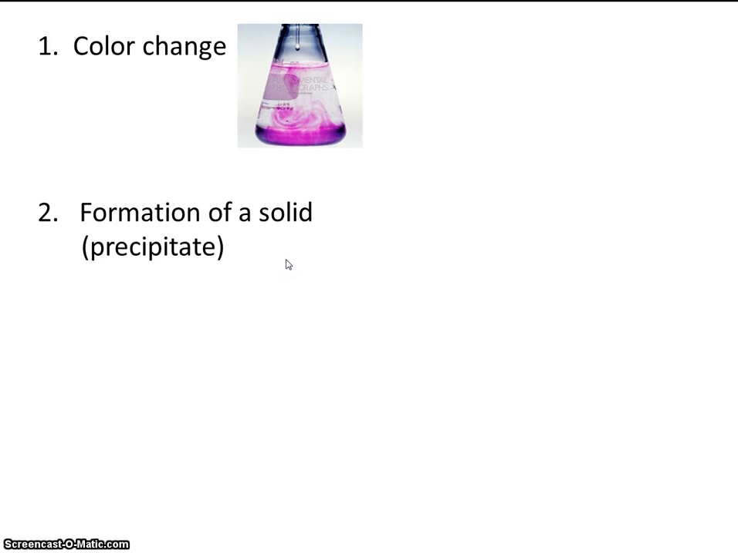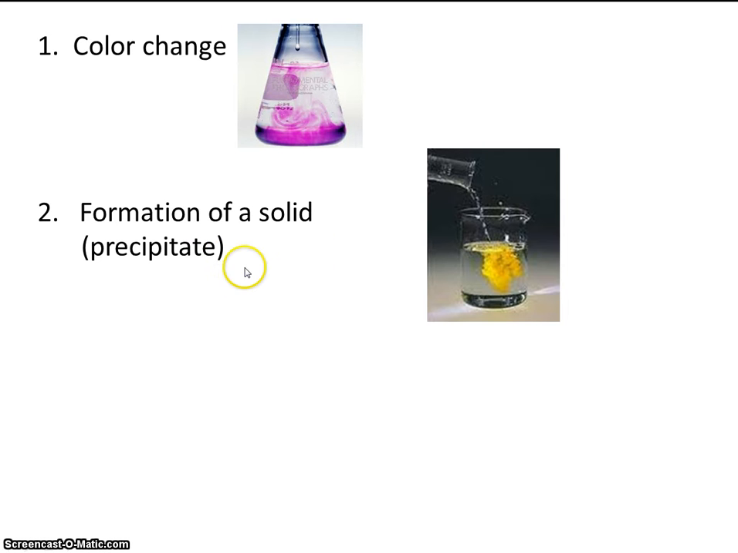If a chemical reaction takes place, you may also see the formation of a solid. Sometimes a solid is called a precipitate. So here, once again, we have a colorless liquid, another colorless liquid, and when we mix them together, it makes this yellow solid powder. Now you may be asking yourself, well, how is that different from this first one here?